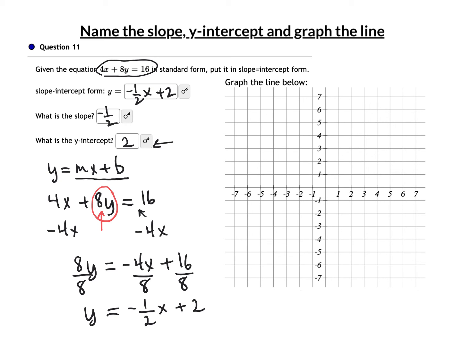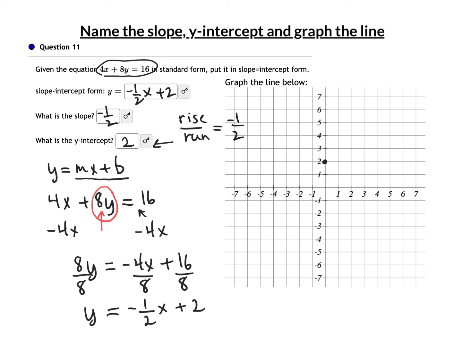Let's plot our intercept at positive 2, and then we use our slope. The rise over the run, move that negative to the top. It's usually what I do anyway. You can also move it to the bottom. Just don't put it on both. If you put it on both, then it's a positive, and that's not what this is.